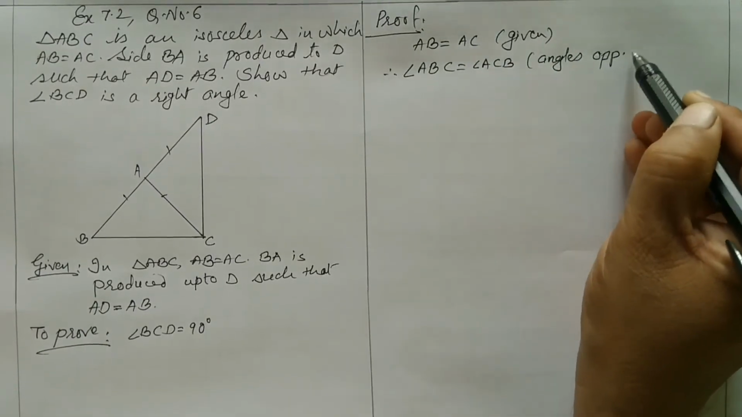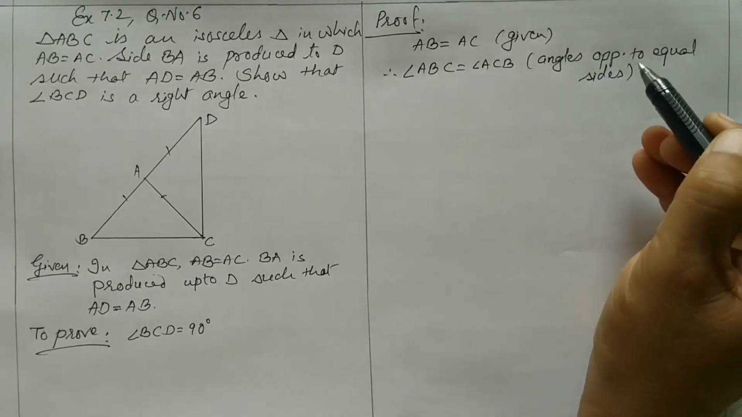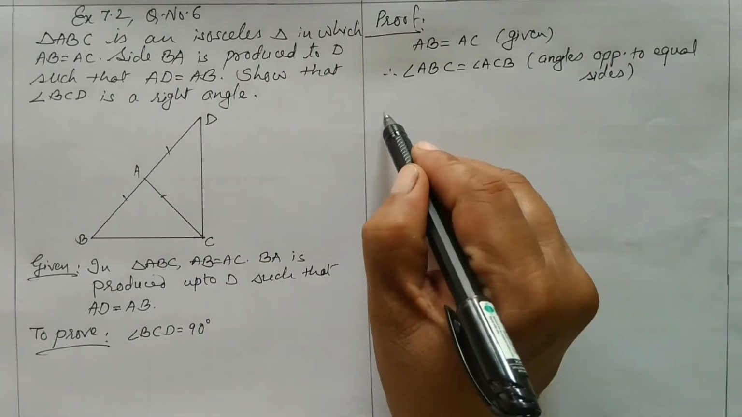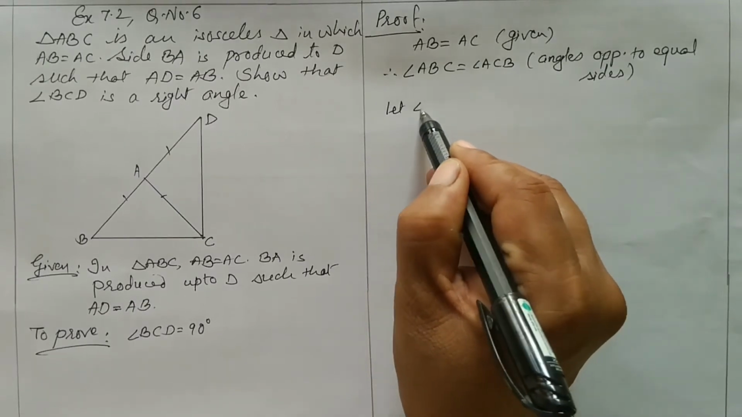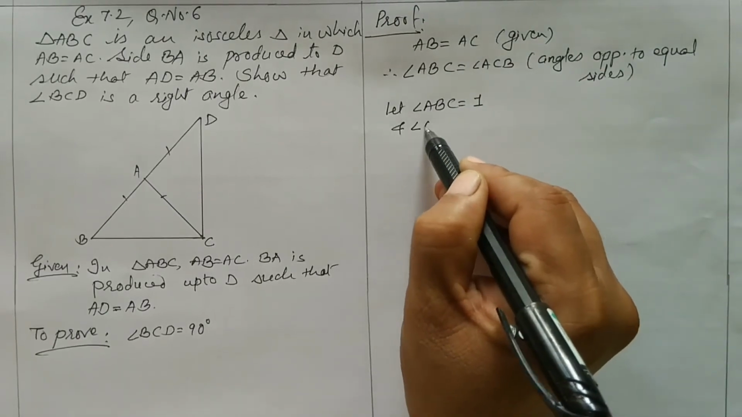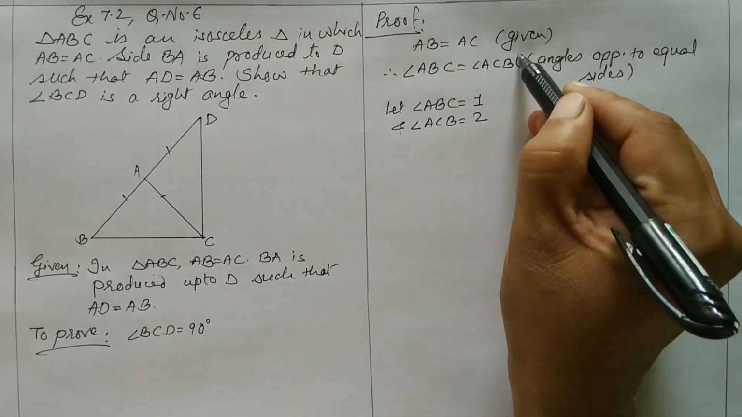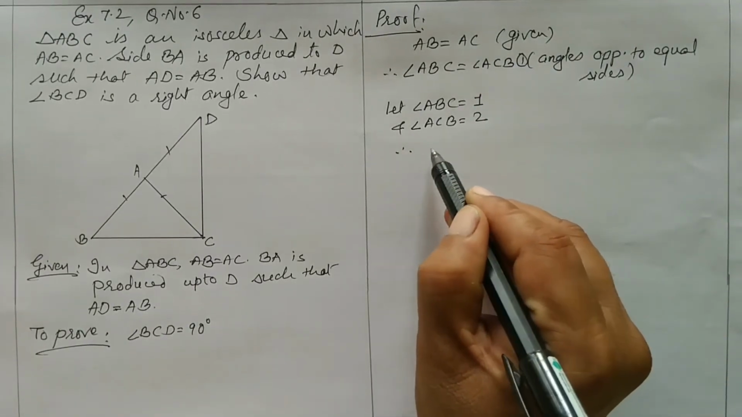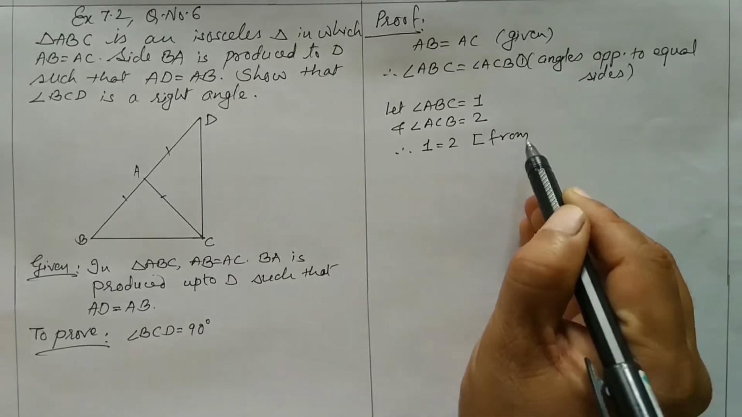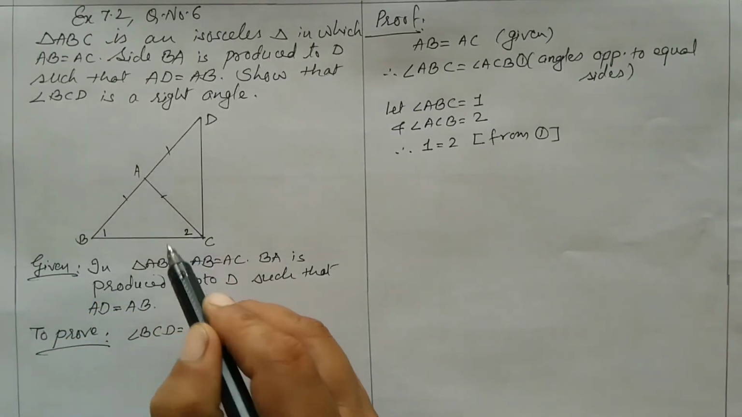Angles opposite to equal sides are equal. Okay, so we will write, let angle ABC is equal to 1 and angle ACB is equal to 2. So therefore 1 is equal to 2 from 1. Okay, so this angle is 1 and this angle is 2.